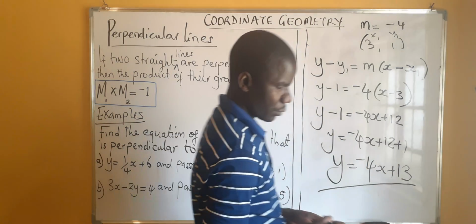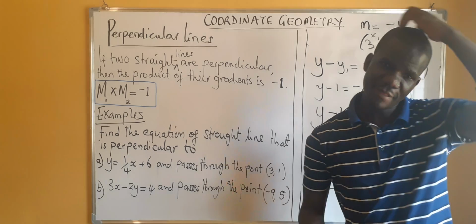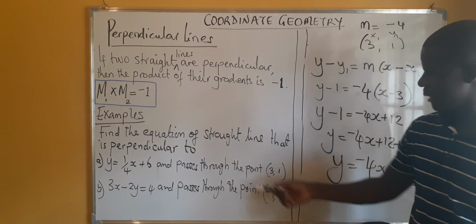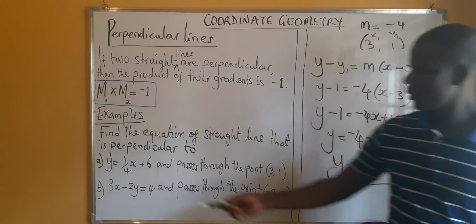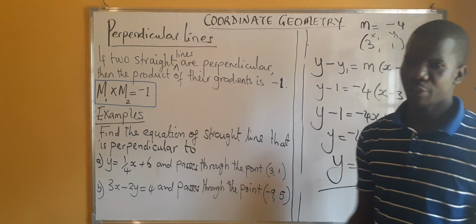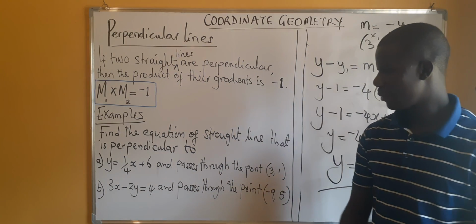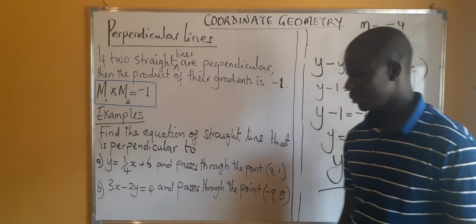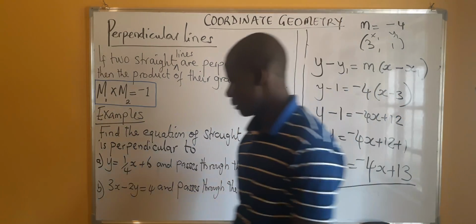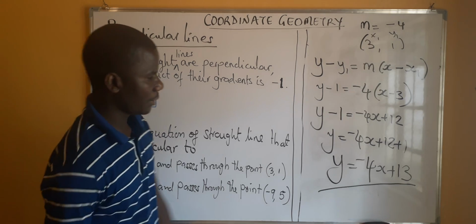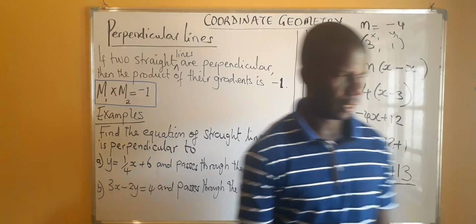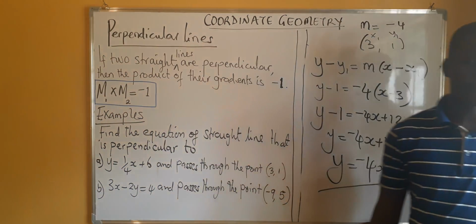This is the equation of the line that is perpendicular to this one. When you look at the gradients here, we have -4, and this one has 1/4. That is what we are looking at. These questions, we just have to get familiar with them. It's as simple as that. So this is the equation that you are required to find in this case.